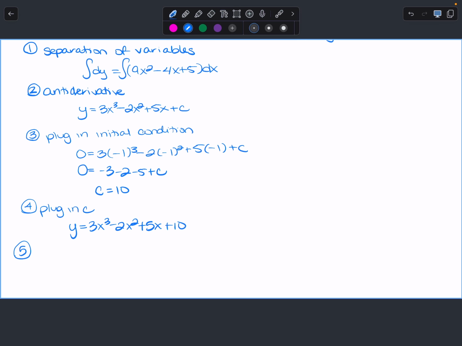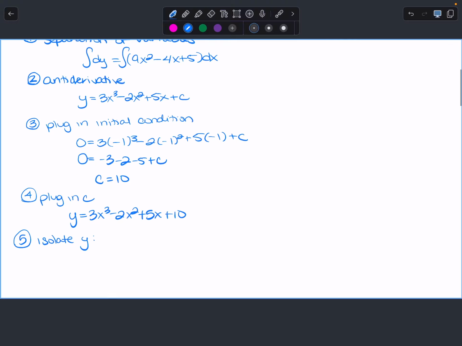If it didn't work out nicely, my fifth step would have been to isolate y. What it means to isolate y is that y has a coefficient of 1 and an exponent of 1. Unless those two conditions are met, you have not isolated y. In this case, in step 4, we have already isolated y, so we're done. It's a nice, easy problem.